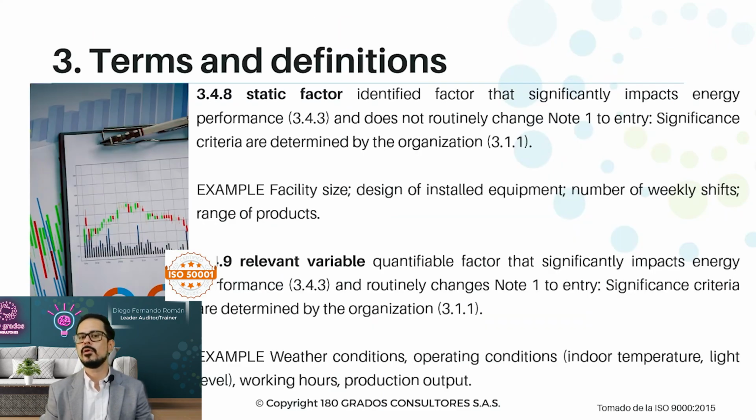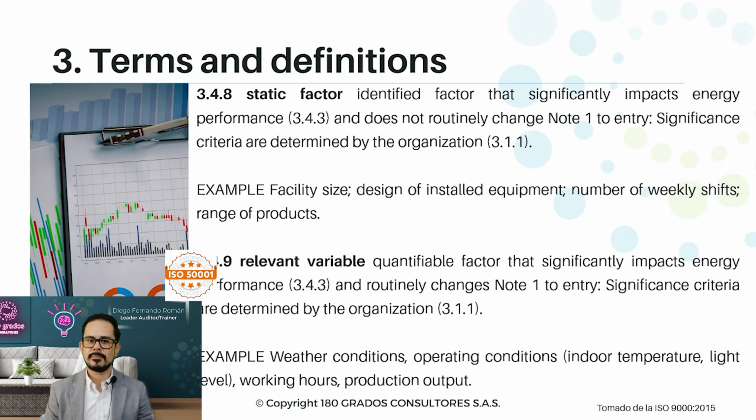Let's now discuss two more key terms used in ISO 50001. The first is a static factor. A static factor is an identified factor that significantly impacts energy performance and does not routinely change. For example, the size of the facility, the design of the installed equipment, the number of weekly shifts, and the range of products are all static factors. These are aspects that don't change frequently but have a significant impact on how much energy an organization uses.